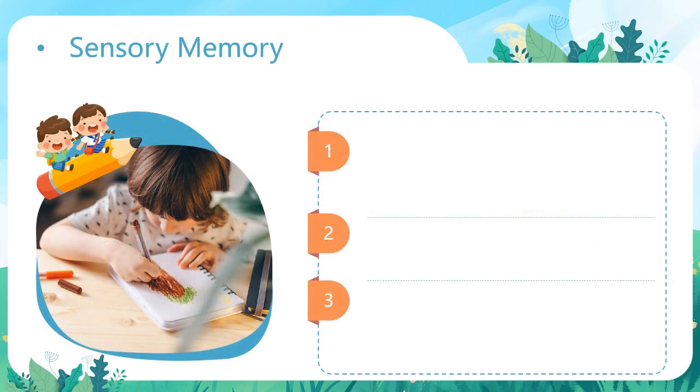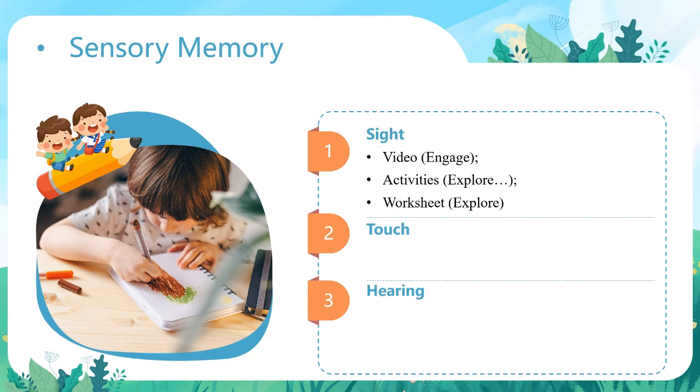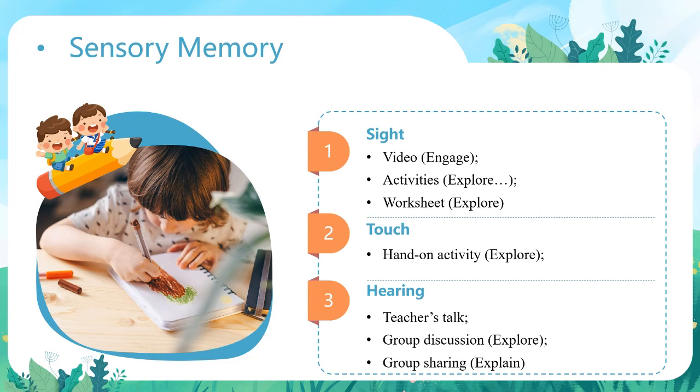As for IPM, the learning activities we design in the process of engage, explore, and explain are referring to create student sensory memory. In terms of sensory memory, basically there are three senses involved. They are sight, touch, and hearing. First of all, the video, activities, and worksheet can mobilize students' vision. Then, hands-on activity in Explore session can induce students' sense of touch. In addition, students can always hear from teachers' talk, group members' ideas during discussion, and the other classmates' sharing.